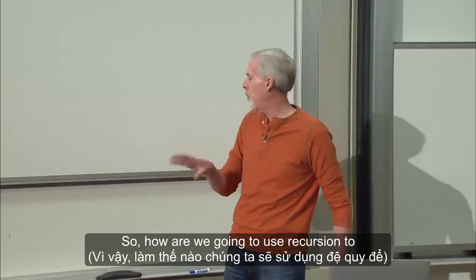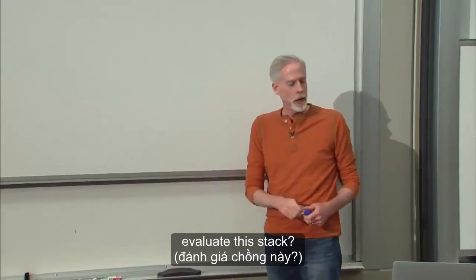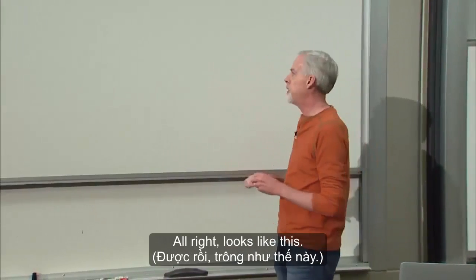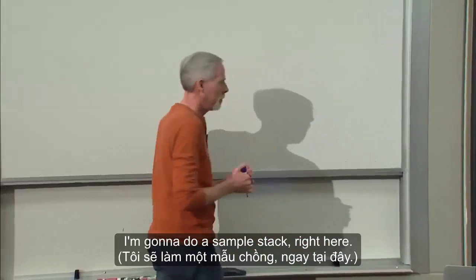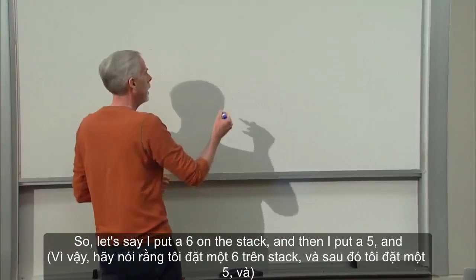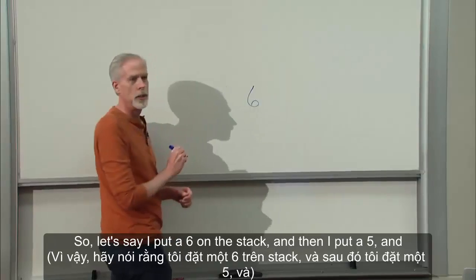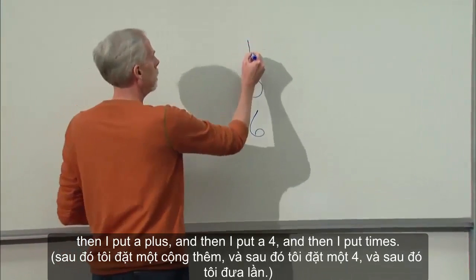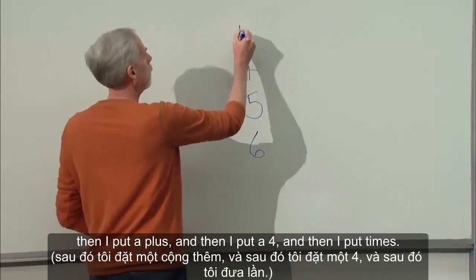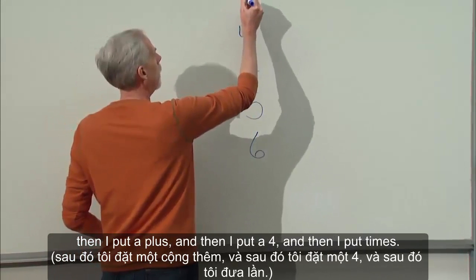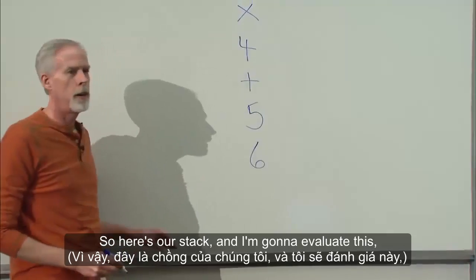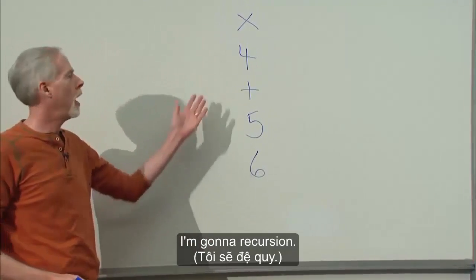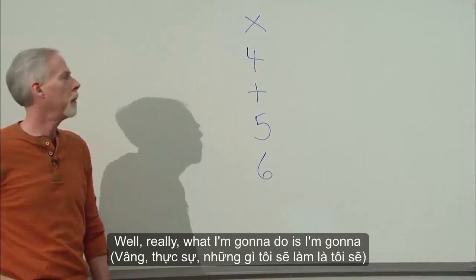So how are we going to use recursion to evaluate this stack? All right, looks like this. I'm going to do a sample stack right here. So let's say I put a 6 on the stack, and then I put a 5, then I put a plus, then I put a 4, then I put times. Okay, so here's our stack, and I'm going to evaluate this using recursion. How am I going to do that?